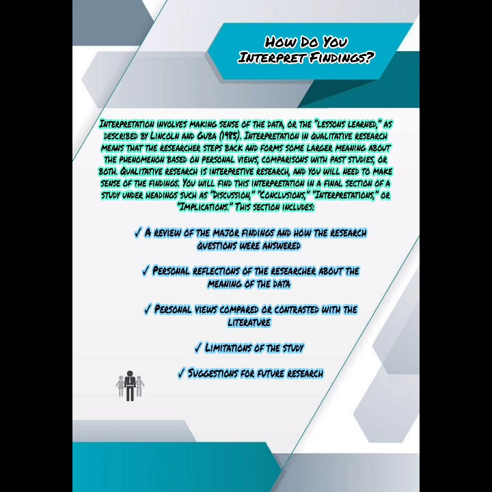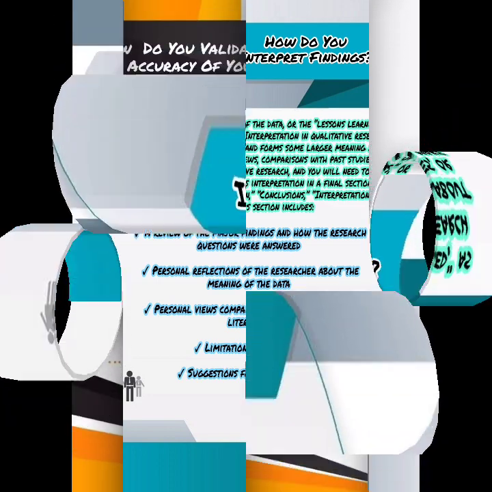You will find this interpretation in the final section of the study under headings such as discussion, conclusions, interpretation, or implications. This section includes a review of the major findings and how the research questions were answered. The second is the personal reflection of the researchers about the meaning of the data. The third is personal views compared with the literature. The fourth is limitations of the study. And the fifth, or the last, is suggestions for future research.